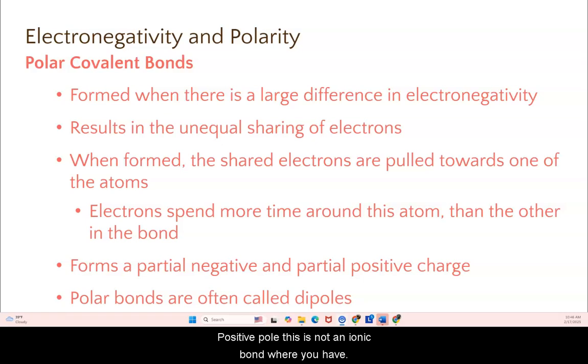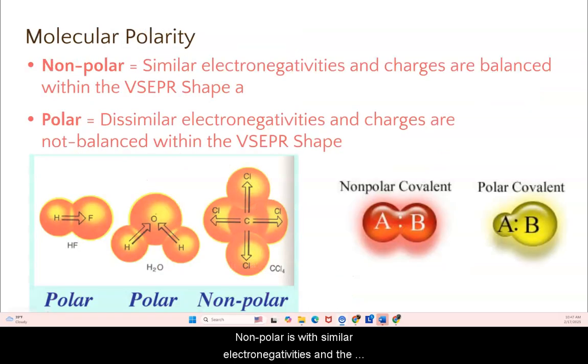This is not an ionic bond where you have both a positive and a negative ion. This is going to be more positive or more negative, but it's not ionic. Nonpolar is with similar electronegativities and the charges are balanced within the VSEPR shape. And if you're wondering about VSEPR, I have an entire video on that as well. Polar is dissimilar electronegativities and charges are not balanced within the VSEPR shape. And here are some examples where you can kind of see that difference and what it might look like.